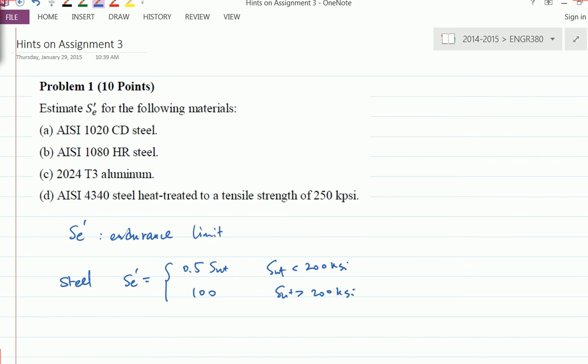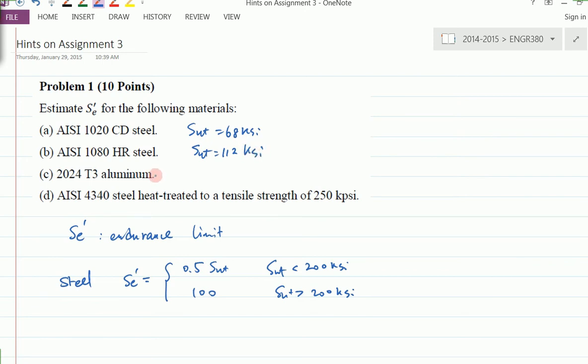The first one is this mild steel here, so you can look up the table: Sut is 68 ksi. This one is hollowed here, so you can look at the table here: Sut is 112 ksi, so fairly straightforward.